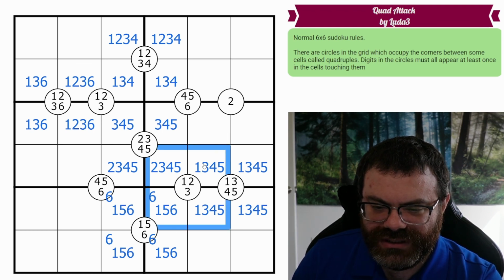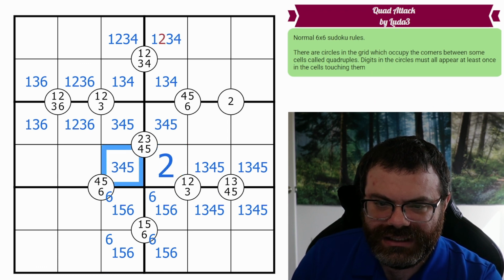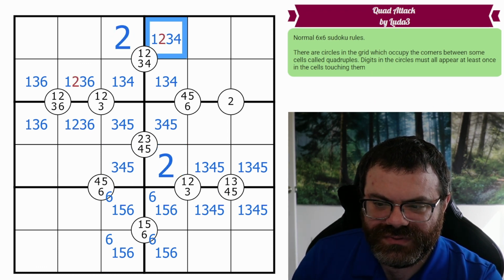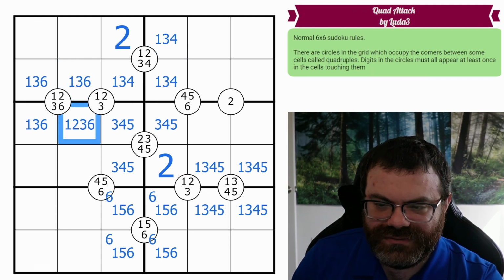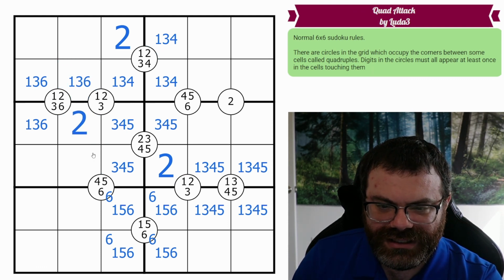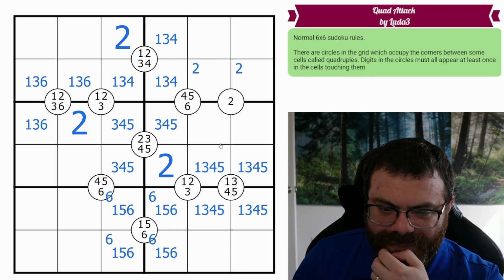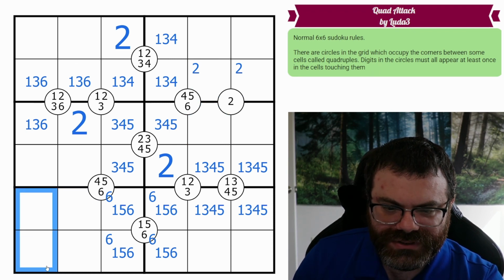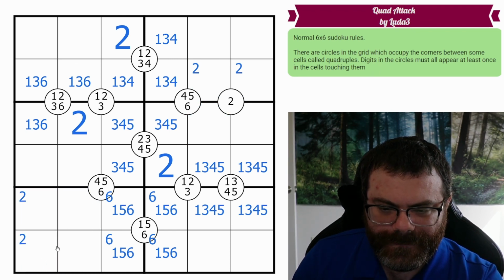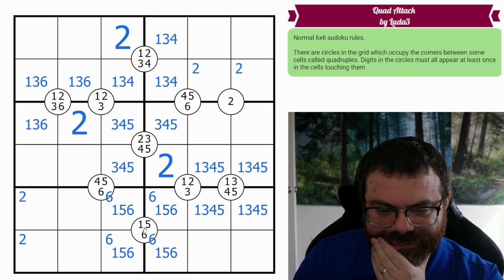This quad needs a 2 in it, and notice that none of these can be 2 except this one, so we can actually place the 2. That lets us place the 2 for this quad as well. That lets us place the 2 for this quad. Nice. The 2's up here somewhere. We know there's a 2 down here somewhere. Okay. What else can we do here?